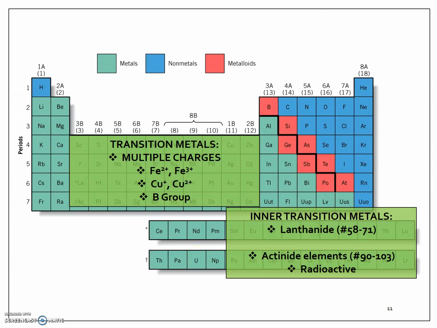So this is part 2 of the lecture. We left off with focusing on the transition metals and knowing the location of the lanthanides and the actinides, and knowing that the actinides, these inner transition metals, are radioactive. But that's about all we're going to cover for these metals.